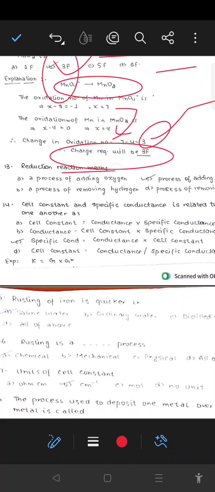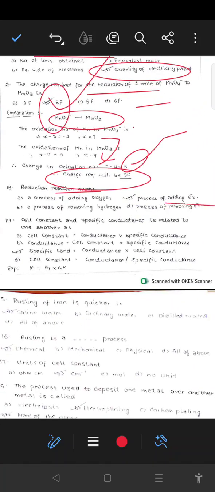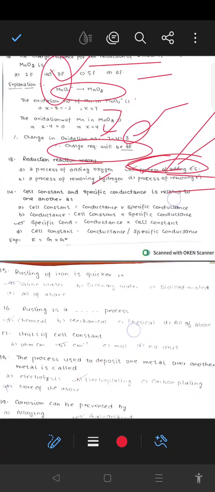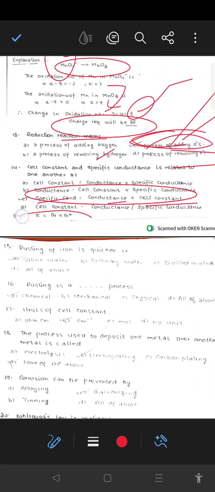Next, reduction means the process of adding oxygen, the process of adding electrons, the process of removing hydrogen, or the process of removing electrons. So the right answer is the process of adding electrons. So cell constant and specific conductance are related: specific conductance equals conductance into cell constant is the right answer, that is K equal to G into G star. Okay.